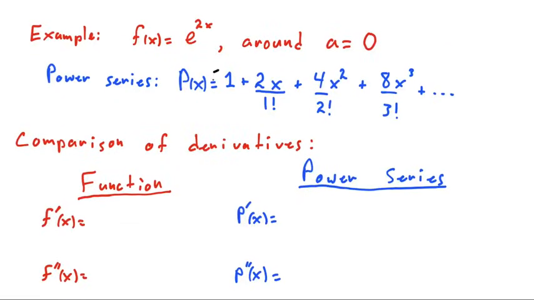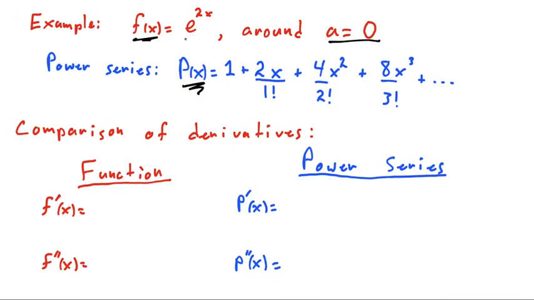Turns out that this power series p of x represents this function if we're close to an x value of 0. Let's not worry about where this power series came from for the moment, but let's take a look at the derivatives of the function and compare them to the derivatives of the power series. And what we want to notice is that the derivatives of the function at x equals 0 match the derivatives of the power series at x equals 0. Let's take a look.